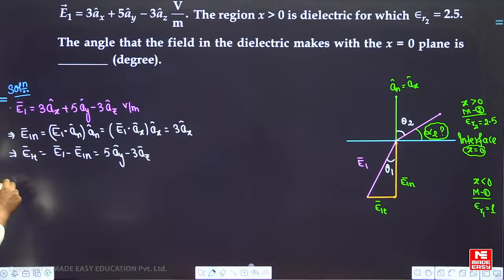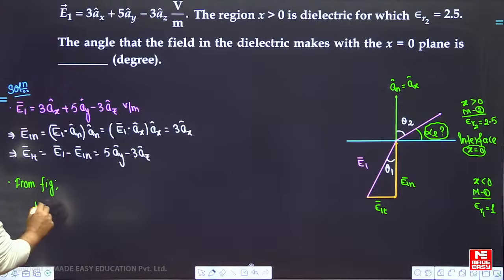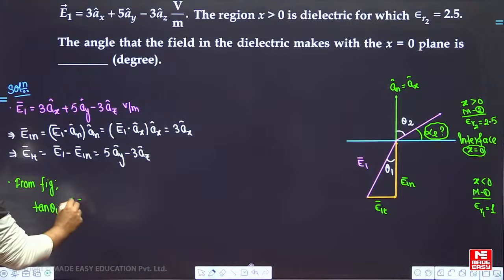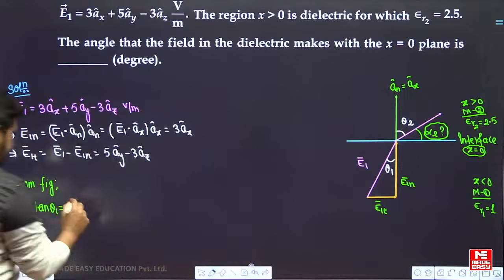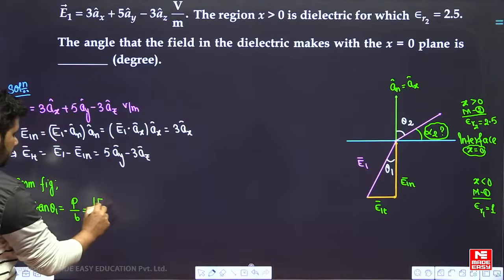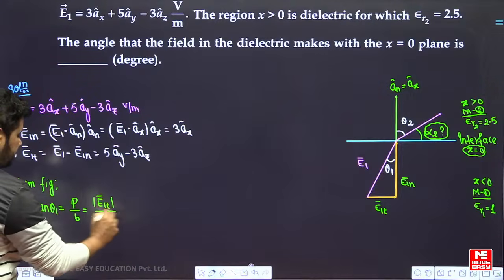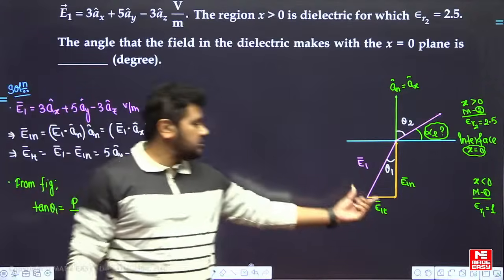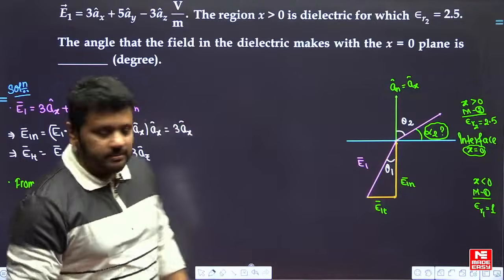Now from the figure, tan of theta 1 is how much? It is equal to perpendicular upon base. So perpendicular is your mod of E1t and base is your mod of E1n, isn't it? So theta 1, so this is perpendicular and this will be the base.